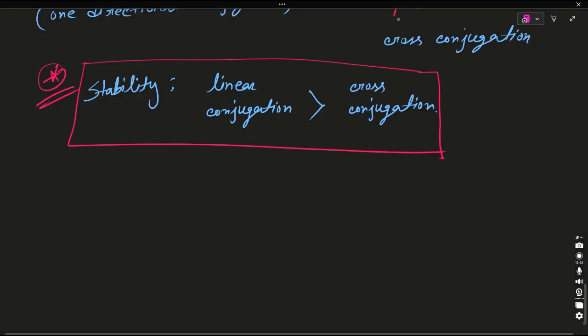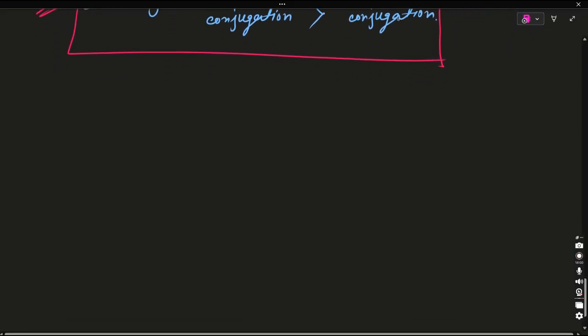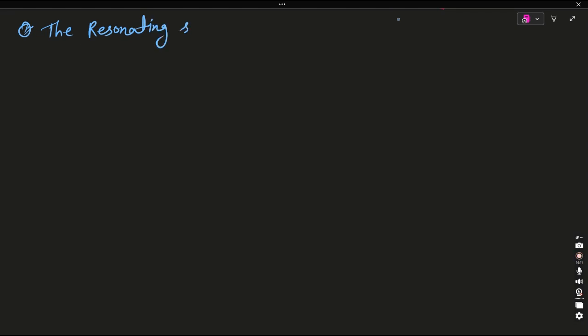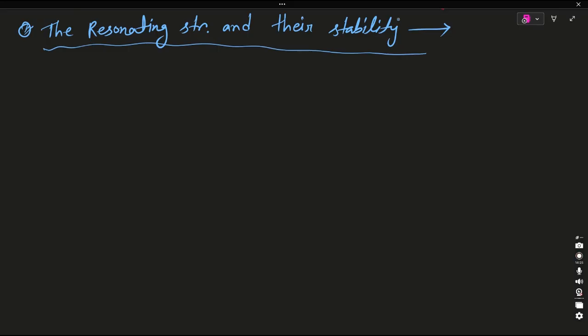Now the next topic is resonating structures and their stability. Let us consider a compound, phenol. Now we draw the resonating structures of this, all possible resonating structures.